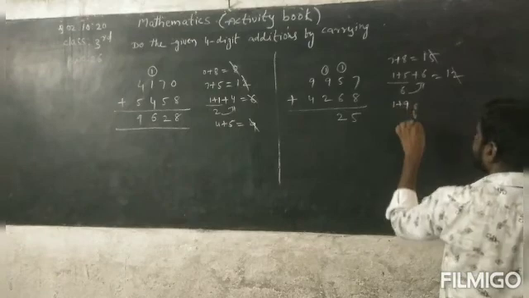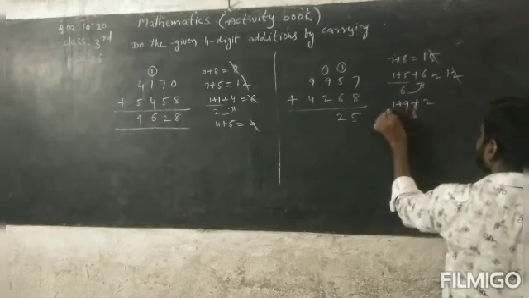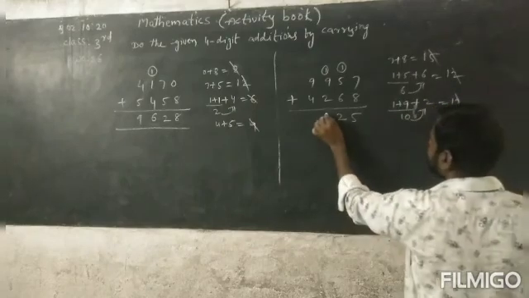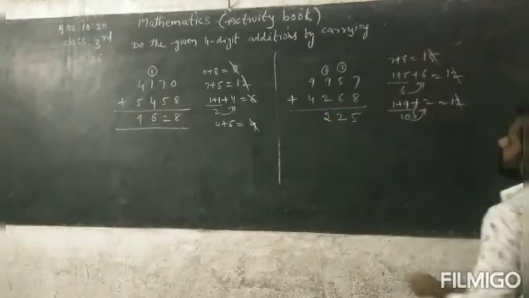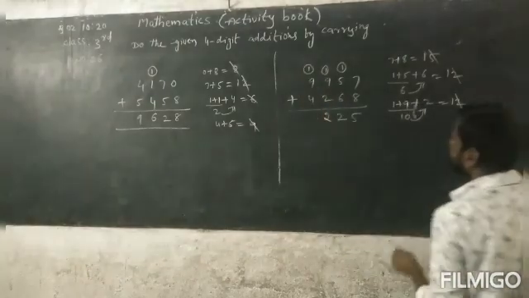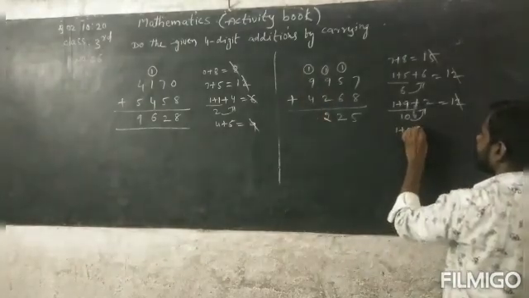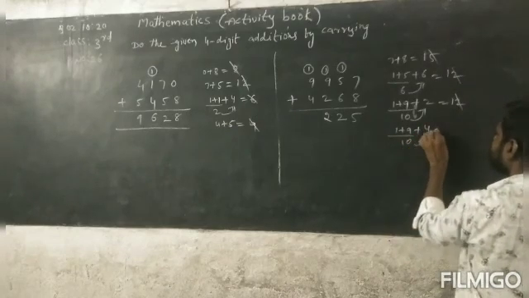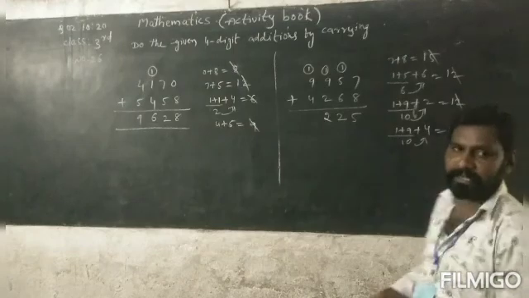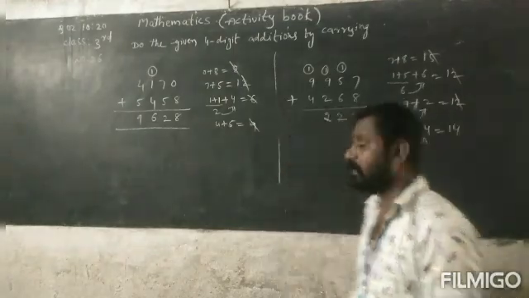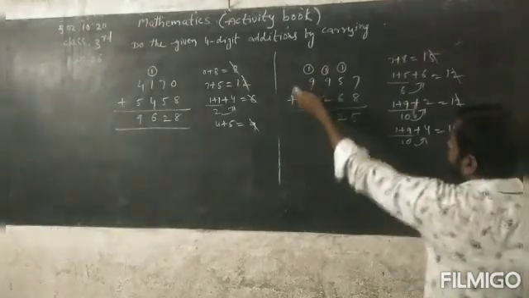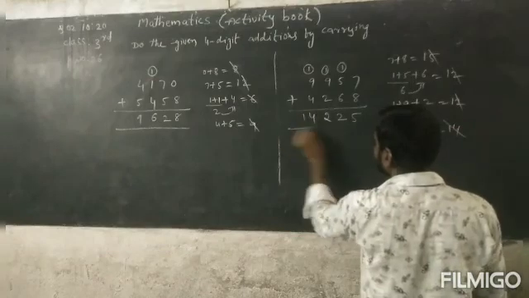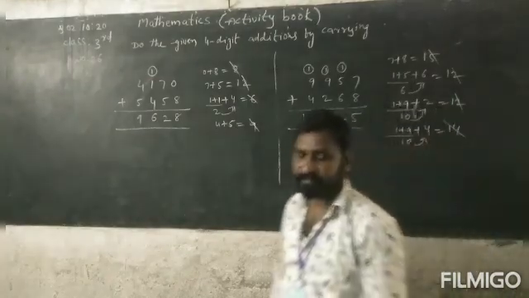Next, 1 plus 9 plus 2. 1 plus 9 is 10, 10 plus 2 is 12. 2 is taken and written under the hundreds column and 1 is carried to the thousands place. Next, 1 plus 9 plus 4. 1 plus 9 is 10, 10 plus 4 is 14. You can learn this directly. See, 14. So this is the last column of the given numbers. You can write 14 directly. First write 4, next write 1. Okay.